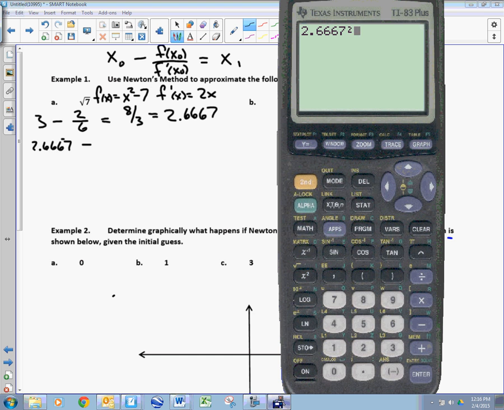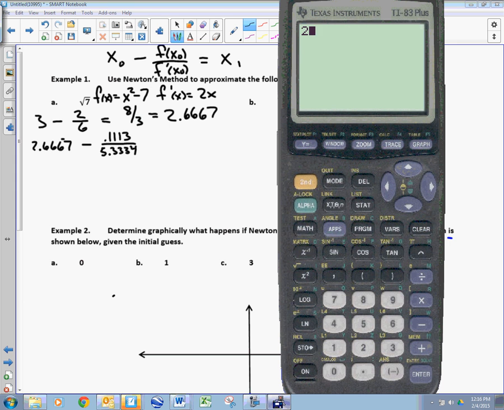2.6667 squared minus 7. 0.1113 divided by 2.6667 times 2. I get 5.3334. And again, we want that number on top to be as small as possible. That's how far you are away from the x-axis. So you can see it's getting much smaller.